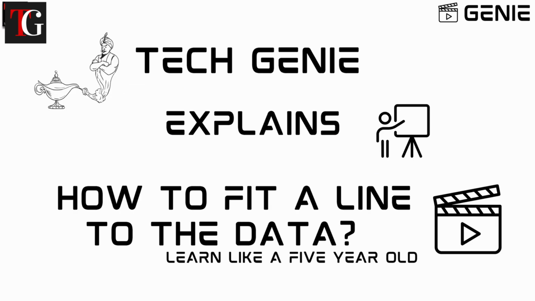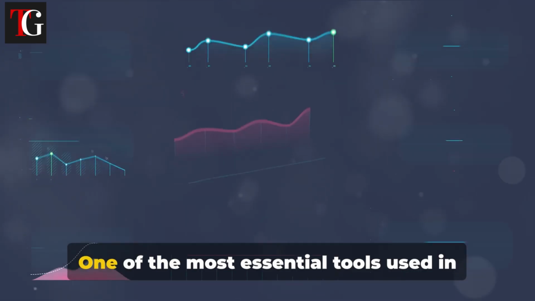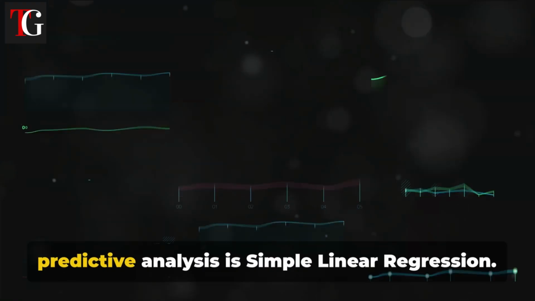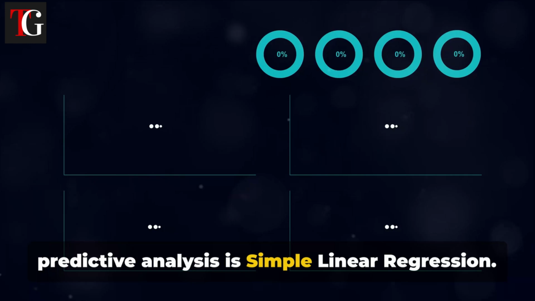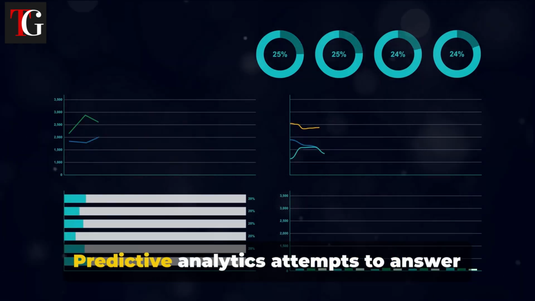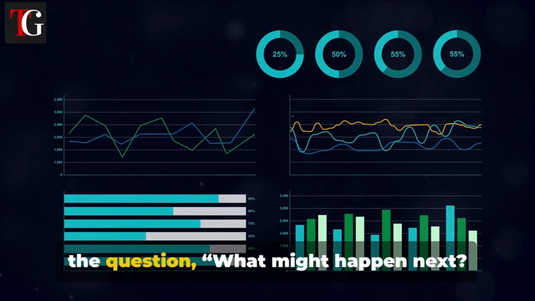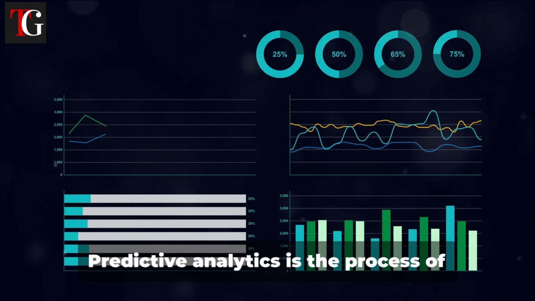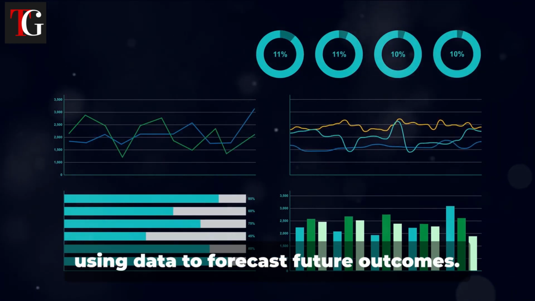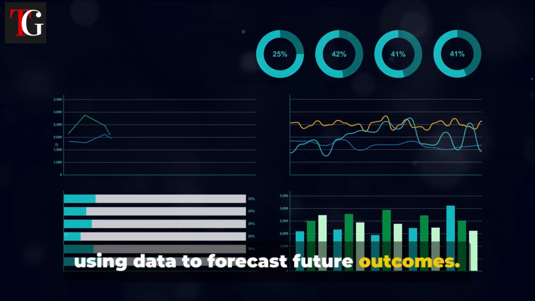TechGenie explains in a very simple and intuitive way how to fit a line to the data. One of the most essential tools used in predictive analysis is simple linear regression. Predictive analytics attempts to answer the question, what might happen next? Predictive analytics is the process of using data to forecast future outcomes.